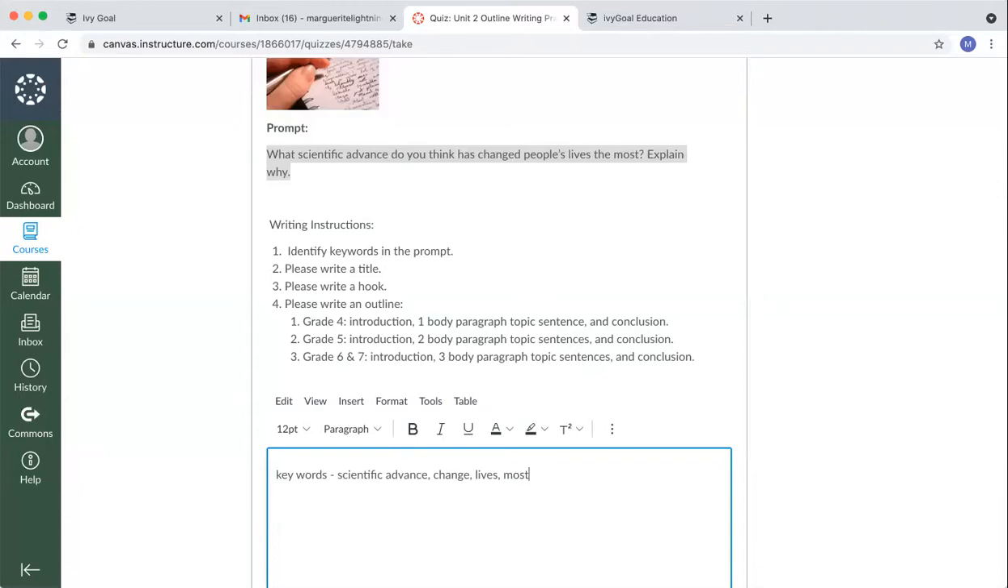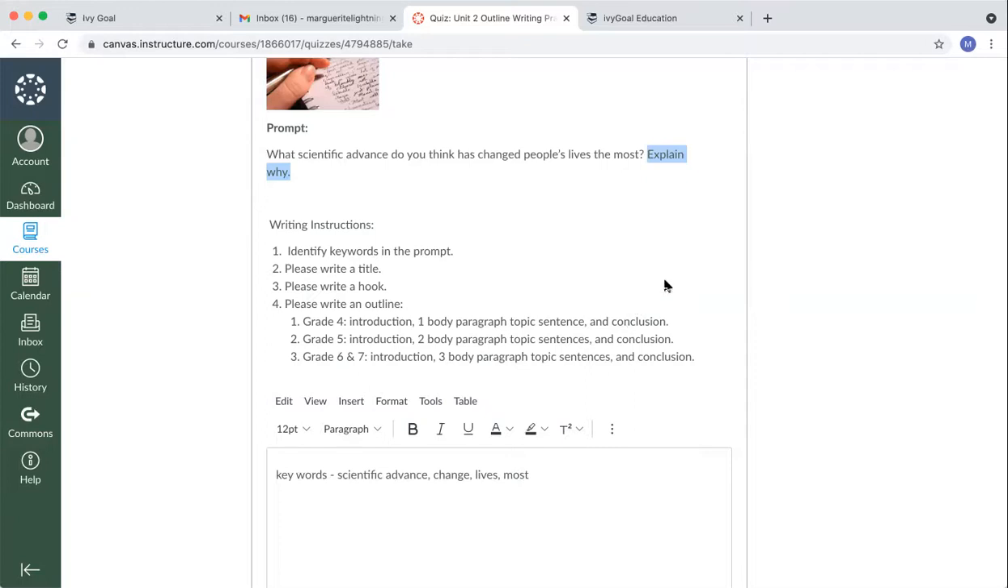Now, does this prompt say, just tell me what scientific advance you think has improved people's lives and then do nothing more? No. What's it saying, Teresa? It's asking us to do something else. It says explain why. Yeah, exactly. It's asking us to explain why.